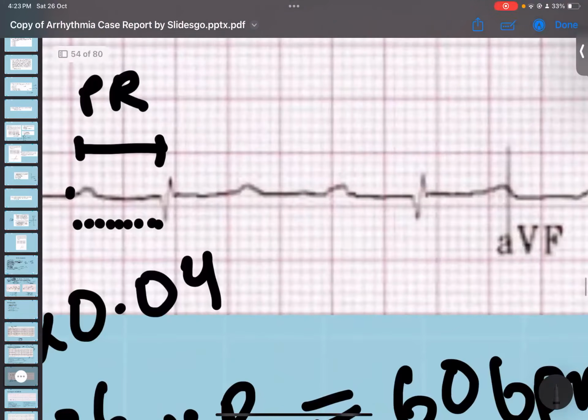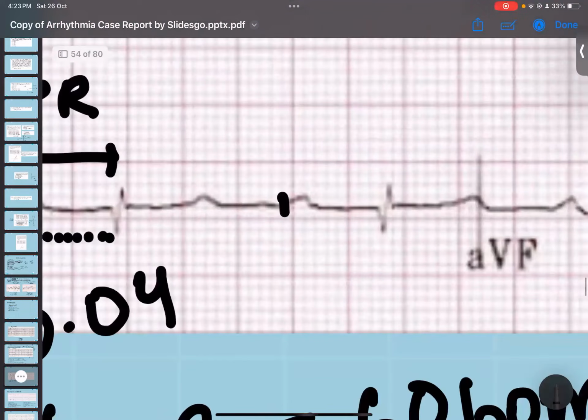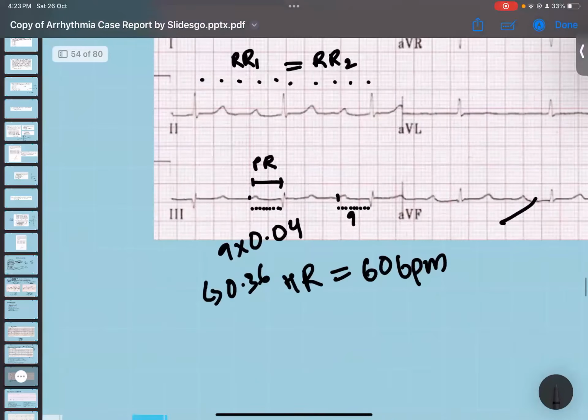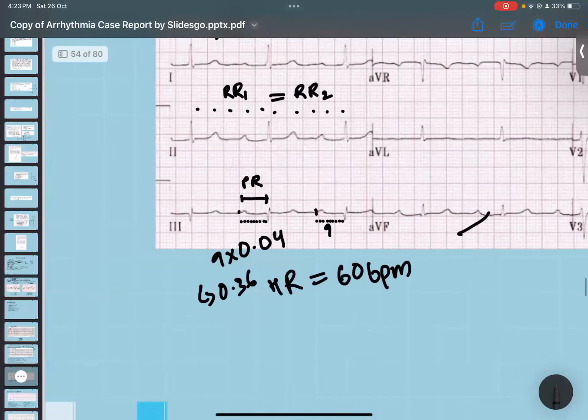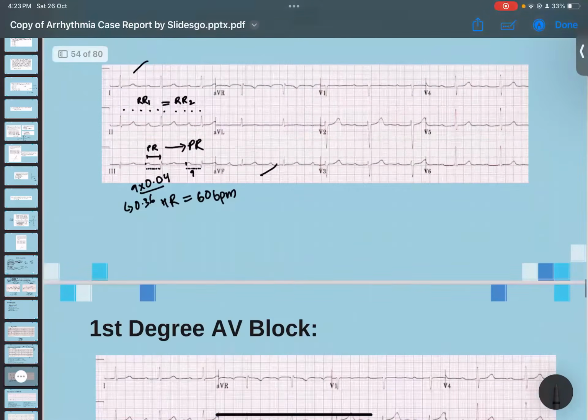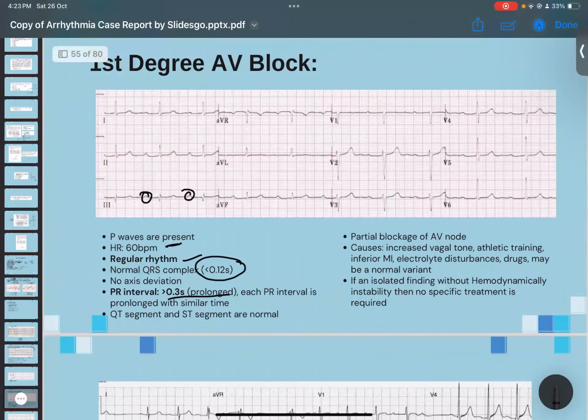And then this is a T wave followed by another P wave. Now it starts here. So 1, 2, 3, 4, 5, 6, 7, 8, 9. Again, it's long by 9 small boxes. So because the PR intervals are equal to one another, this is going to be a first degree AV block. So they're prolonged with similar timings. The QT ST segments are normal.